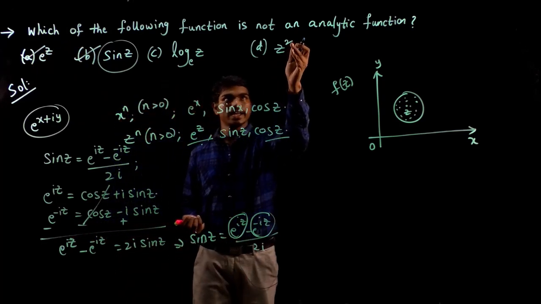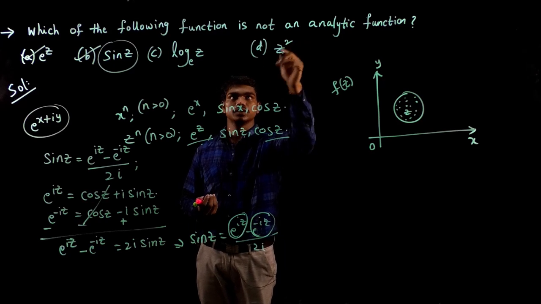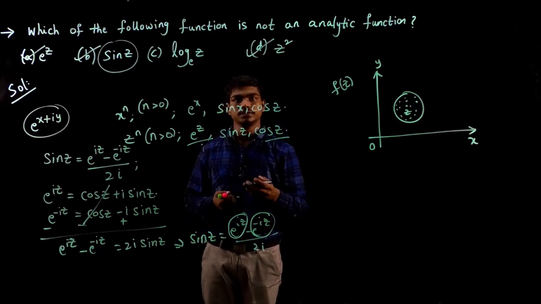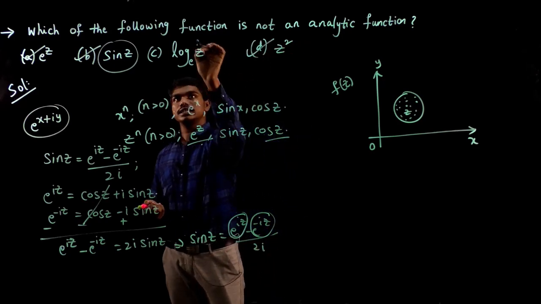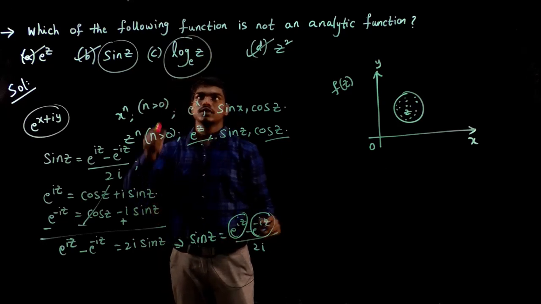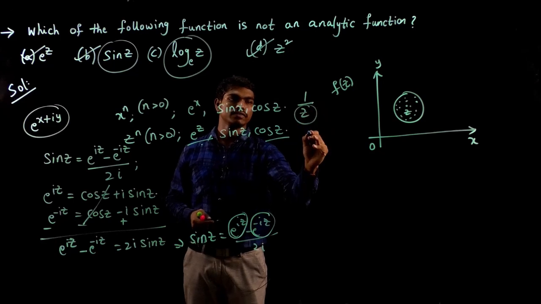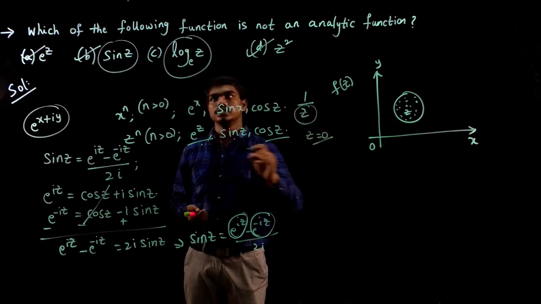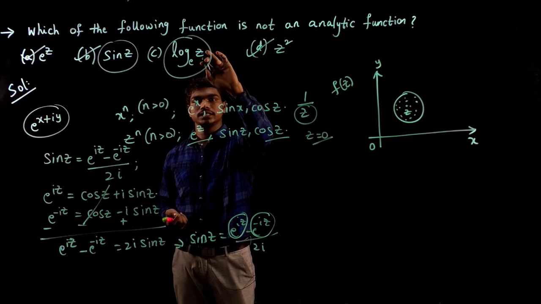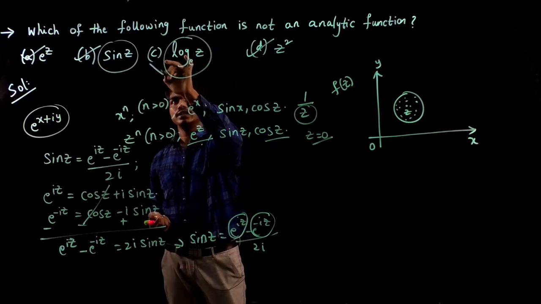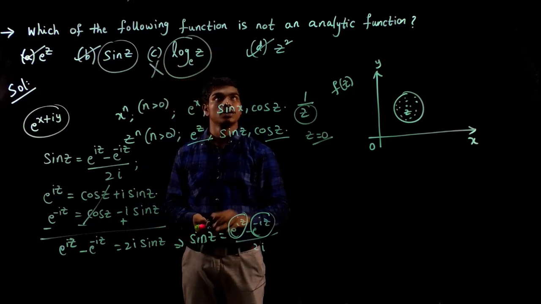Similarly, higher powers of z, basically integer powers of z, are also differentiable at every point. But this log z, you see, what is the differentiation of log z? 1 by z, which is not differentiable at z equal to 0. So this function is not differentiable at z equal to 0, and we say that this function is not analytic on the complex plane.